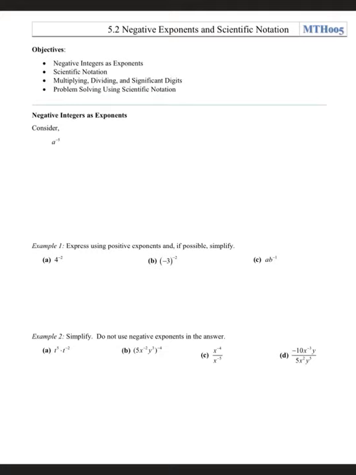Hello, Math 005. What we're looking at today is 5.2, negative exponents and scientific notation. So the first thing we're going to talk about is negative integers as exponents. So we're going to consider a to the negative fifth.